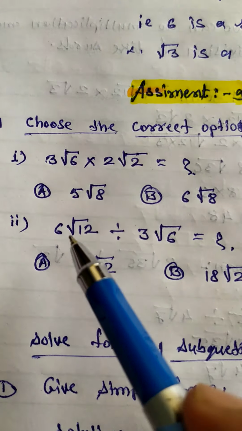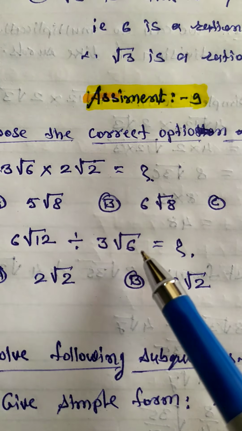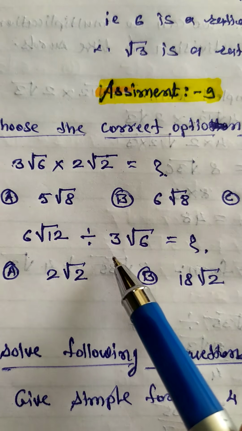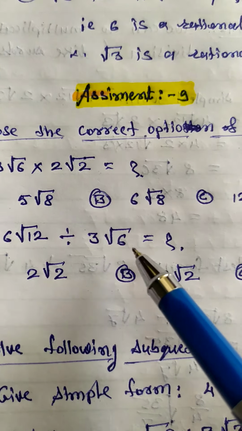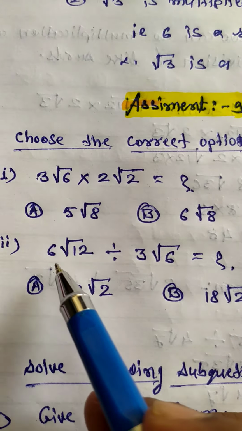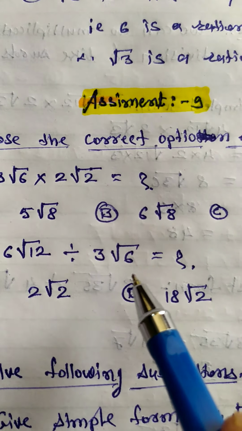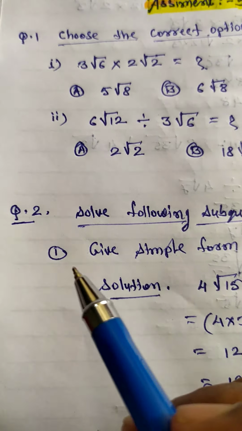Now the second example is 6 root 12 divided by 3 root 6. Again we can divide this 6 by 3, and under root 12 by 6. So 12 by 6 means only 2, and 6 by 3 means 2. That is, the answer is 2 root 2. So choose the correct answer and write.